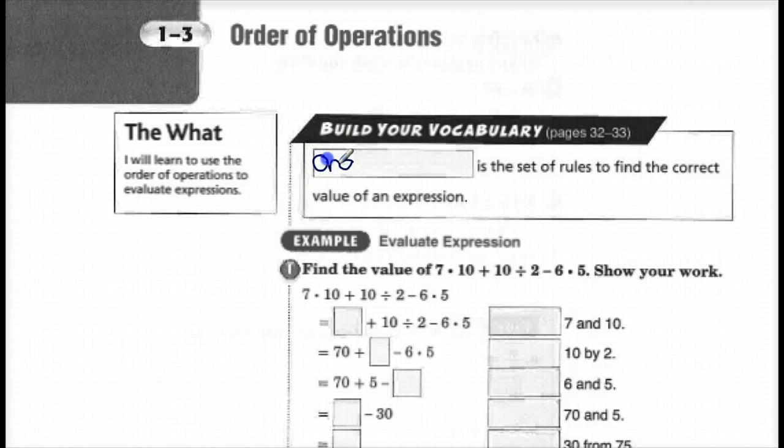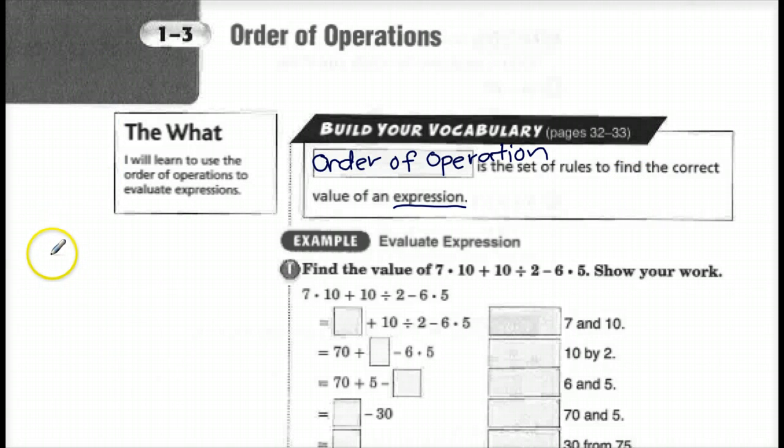We know that order of operations is the set of rules to find the correct value of an expression. And we learned that an expression is just an equation with no equal sign. Basically, we're just solving for something, like the hours that you work per week, or something in a long line of operations like this. So it's just a set of rules. It's an order in which we solve our expressions.